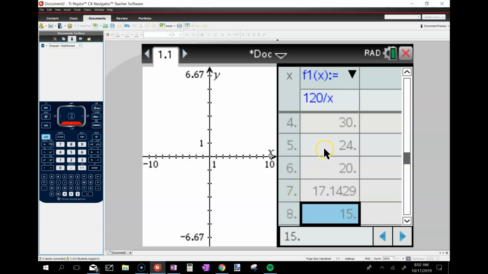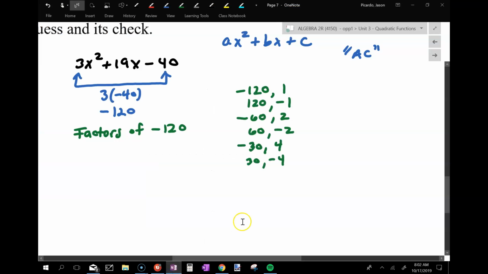Now, guys, here's what I'm really looking for. I'm looking for two numbers that have a difference of 19. And I think they're right here. So I'm going to write down 5 and 24. So I have negative 24 and 5, or 24 and negative 5. And I'm sorry, I said the word difference. I should have said the word sum.